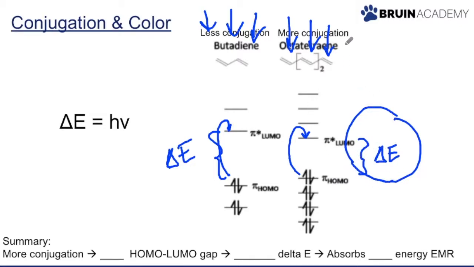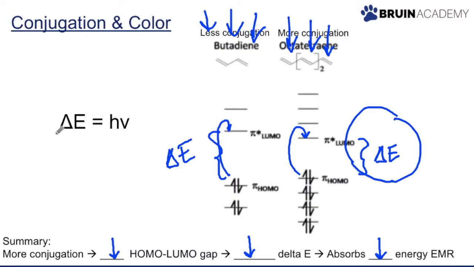So that being said, when you have a more conjugated molecule, you of course have that lower HOMO-LUMO gap, you have a lower delta E, which means that since these photon energies are the same as the energy of this gap, it absorbs a lower energy of electromagnetic radiation, and this includes the visible spectrum, which is what we're really concerned with here.